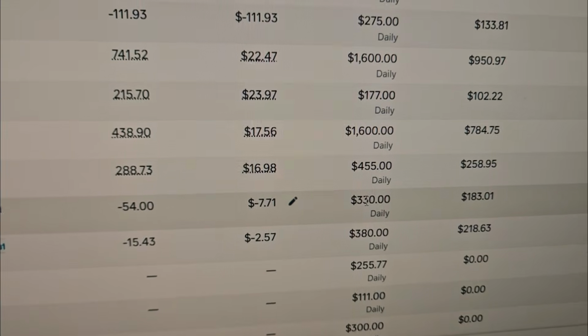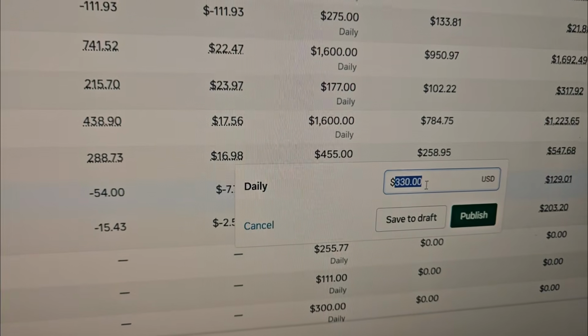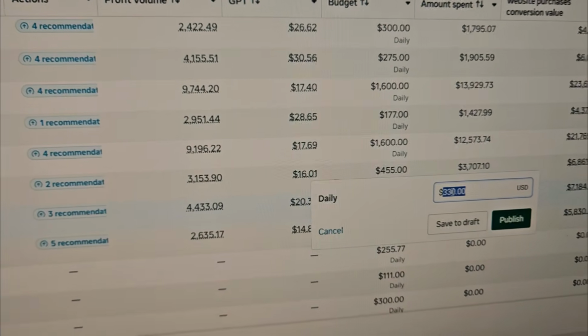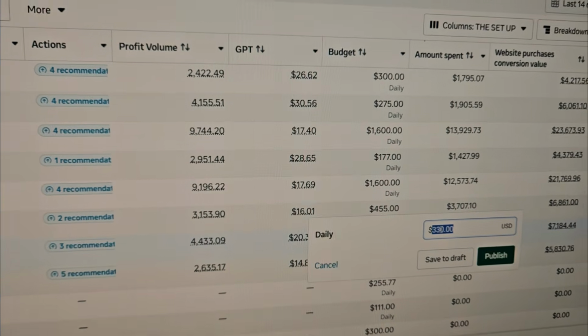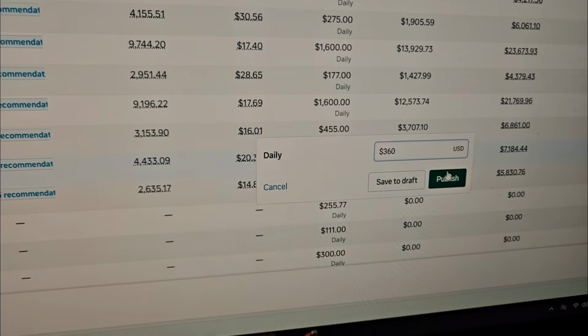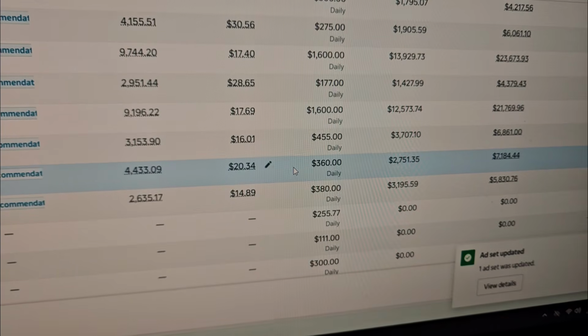See, the reason that has low customer acquisition costs is because I'm not spending much. As I scale it, usually I'll do like 10%, to be honest. Like I might just make this like 360 and then just save it. Like that. I just keep scaling little by little.